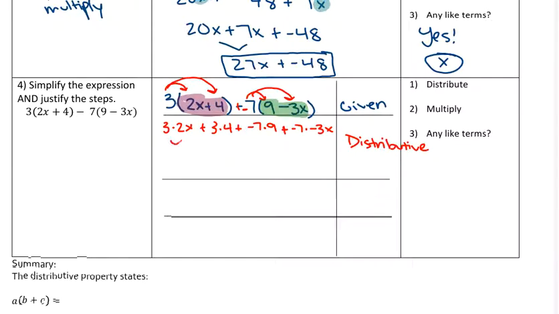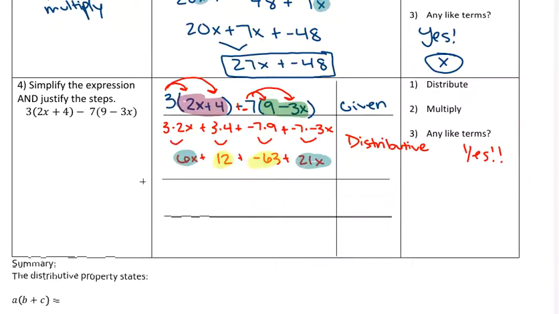Now I'm going to actually multiply. 3 times 2 is 6, so 6x. 3 times 4 is 12. Negative 7 times 9 is negative 63. And negative 7 times negative 3 would be positive 21x. So now, are there any like terms? And the answer is yes. Okay, if I use my highlighter to show my like terms, I have a 6x and a 21x. And then I also have a positive 12 and a negative 63. So I can combine those.